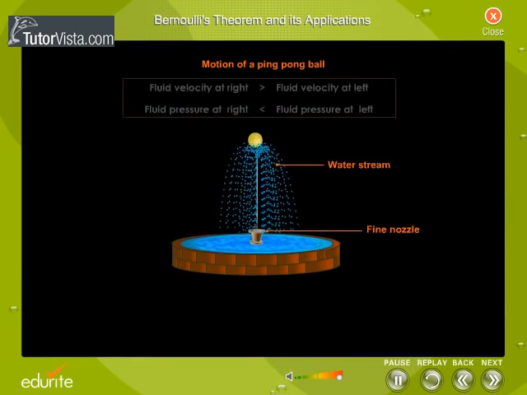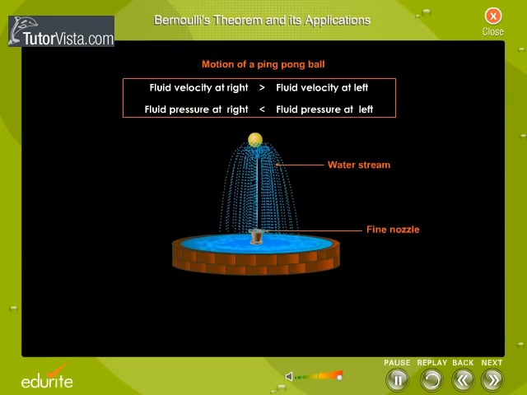The direction of spin of the ball is in such a way that the fluid velocity is more on its right side and less on the left side of the ball. According to Bernoulli's theorem, the pressure of the fluid on the right is less than that on the left. Due to this difference in pressure, the ball returns to its original position.